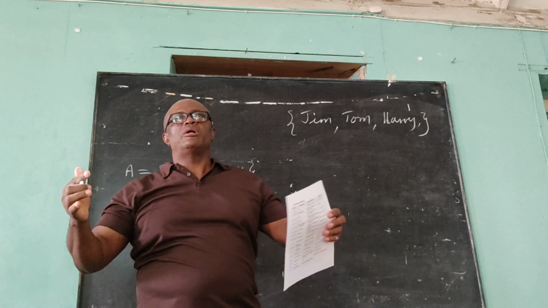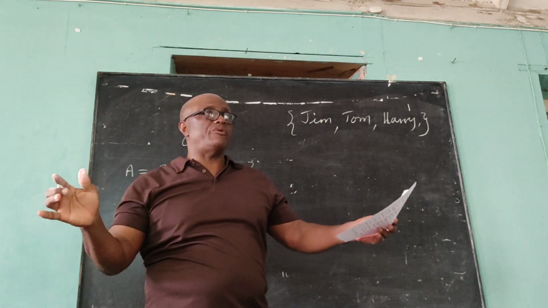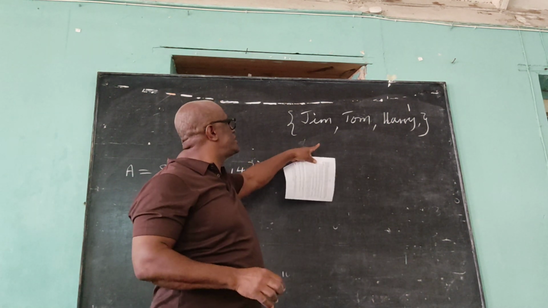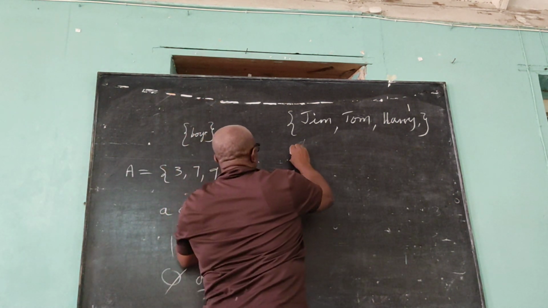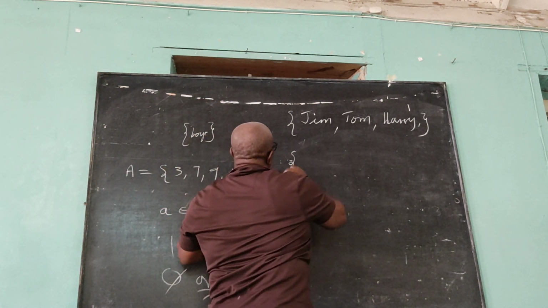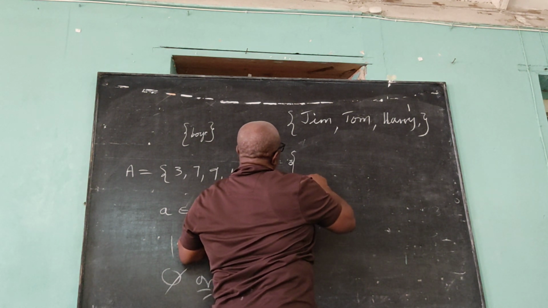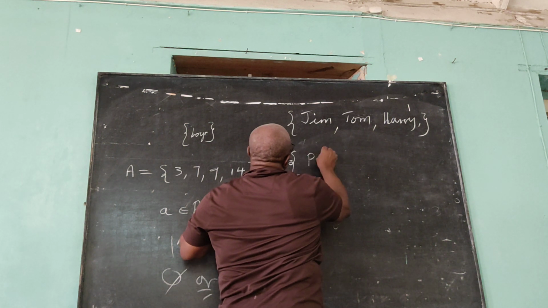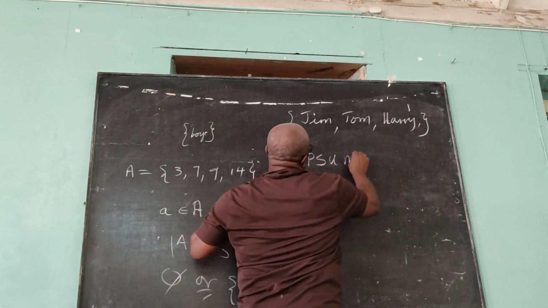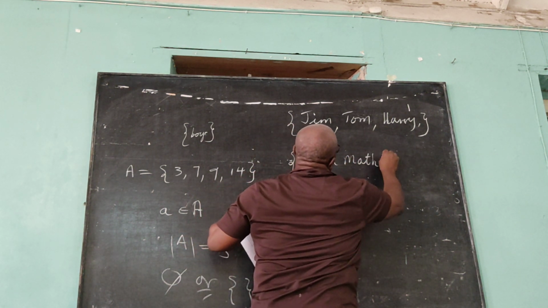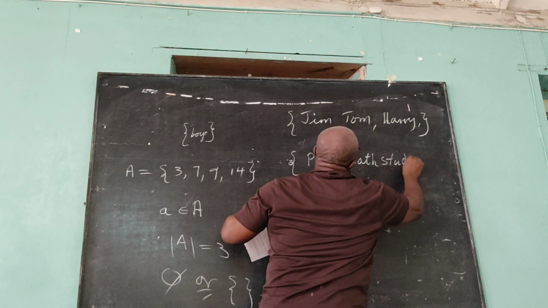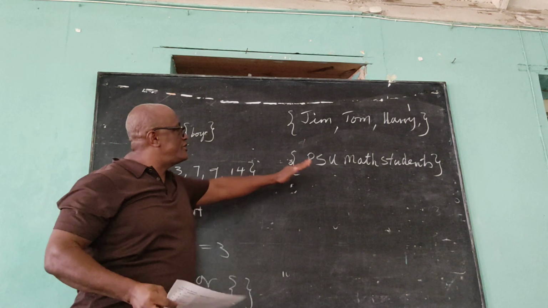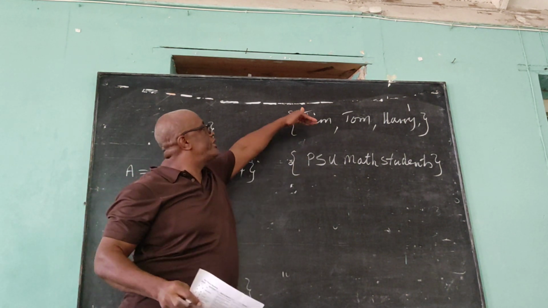That describes the set, right? Or if you don't want to list them, you can describe them. And you say, set of PSU math students. So it's a description, or you can list them.